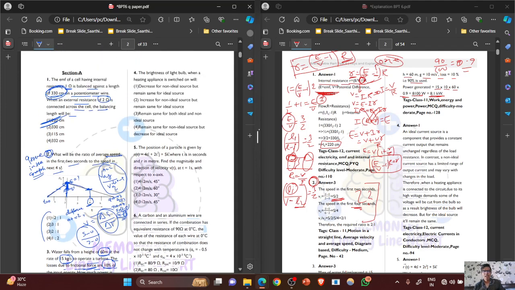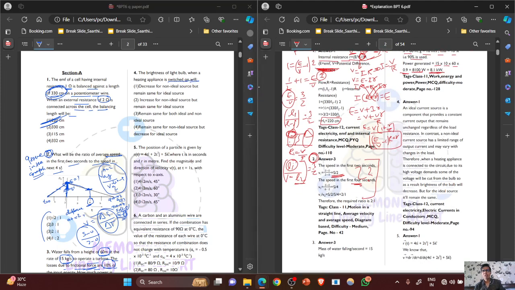The brightness of the light bulb when a heating appliance is switched on will be... It is asking about, it's a theoretical question. As you can see here, an ideal current source is a component that provides a constant current output that remains unchanged regardless of the load resistance.